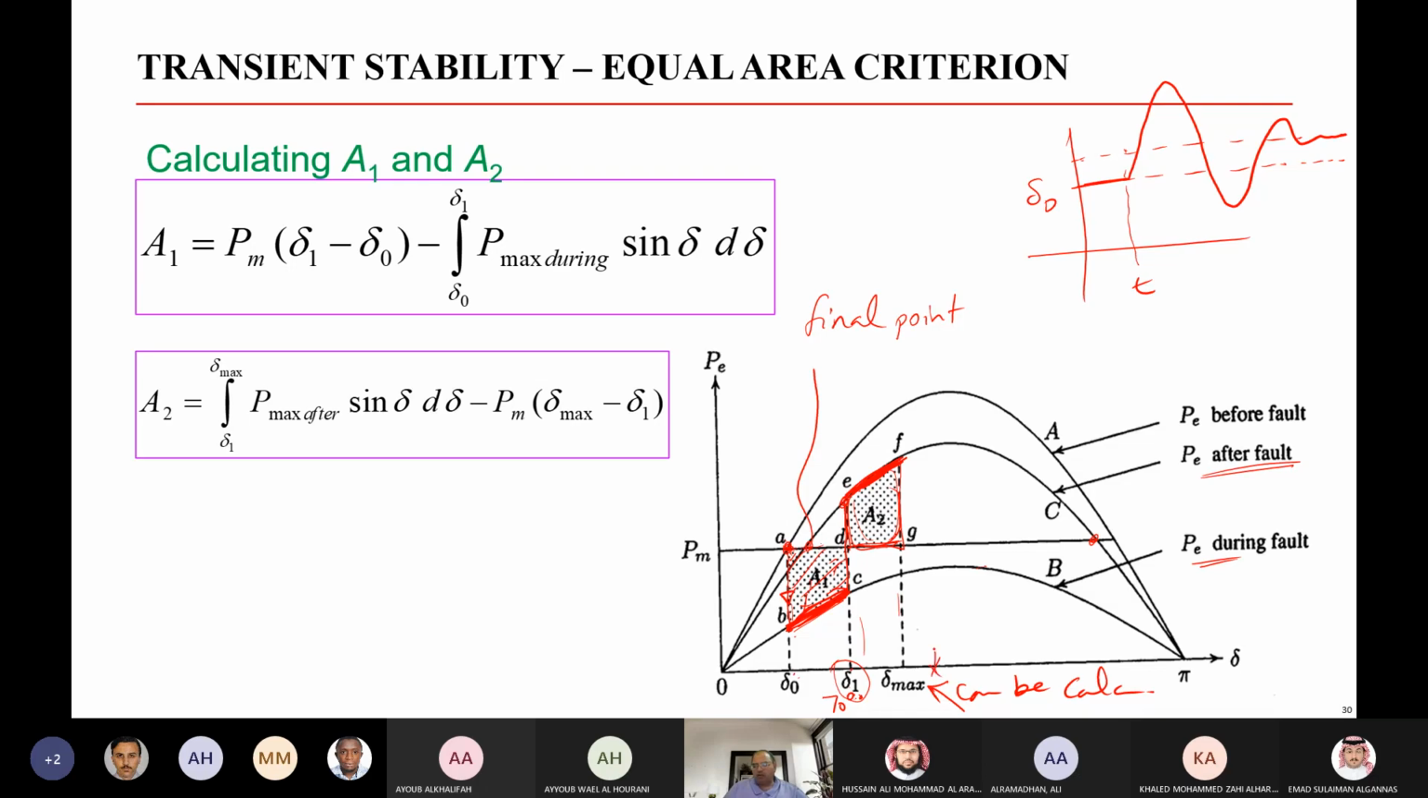Where you clear the fault to utilize the whole area of the deceleration. So this is a critical clearing time angle. And this angle corresponds to critical clearing time. In this case, delta M is known, 180 minus this angle, and this angle is known, by the way, which is Bm over B max after the fault, sine inverse. And you can get the critical clearing time.